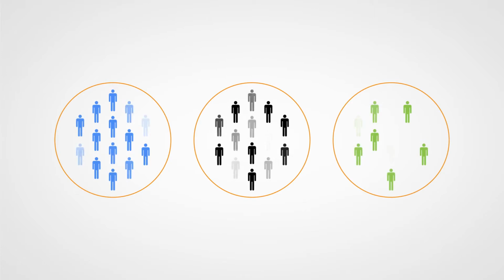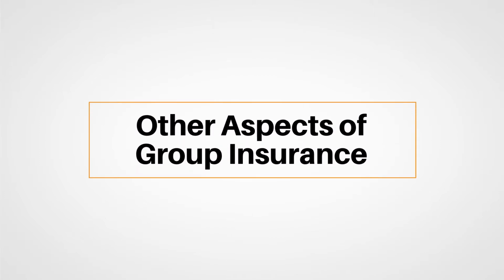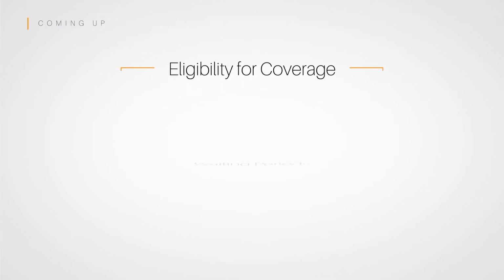Next, we'll move on to our last section on group insurance. As you've seen, group insurance can be issued to many different types of groups, but the commonality is that they cover groups of similar types of individuals. In this next part of the lesson, we're going to take a look at some of the other but equally important aspects of group insurance. We'll discuss eligibility for coverage and the waiting periods an employee must go through before they're eligible for coverage.